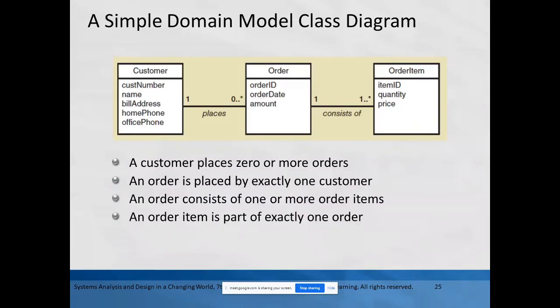And we see the cardinality. Well, I guess they don't call it cardinality here. They call it associations, where it's a similar type of thing. So an order is placed by one customer. A customer can place 0 or many orders. And then same thing with the order item. An order item refers to one order, but an order can have many order items in it. One or many order items in it.